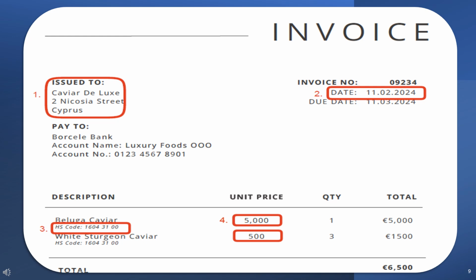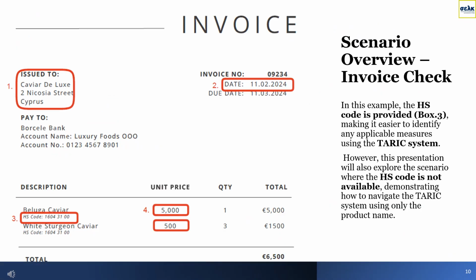If an HS code is provided, it simplifies the process of identifying applicable tariff measures and trade restrictions through the TARIC system. Otherwise, classification can be determined based on the product name. Lastly, review the price of the goods, as certain import-export restrictions may apply beyond specific value thresholds. In this example, the HS code is provided, box 3, making it easier to identify any applicable measures using the TARIC system. However, this presentation will also explore the scenario where the HS code is not available, demonstrating how to navigate the TARIC system using only the product name.